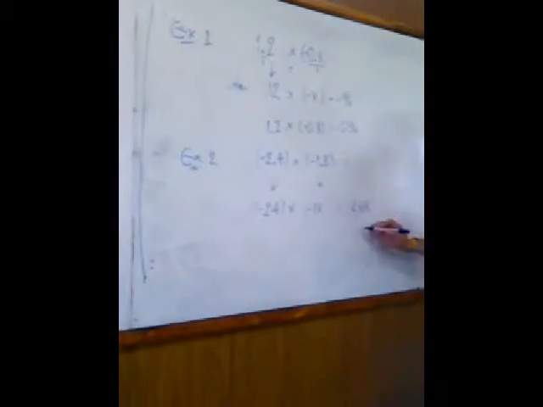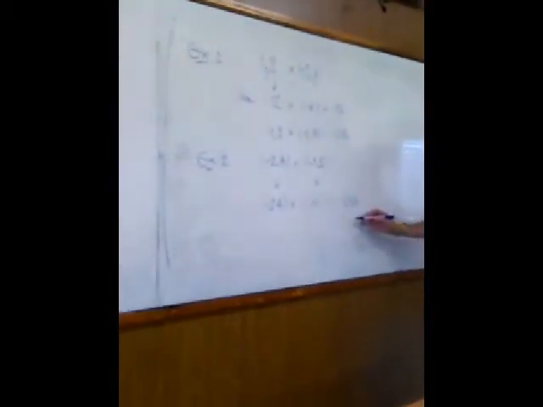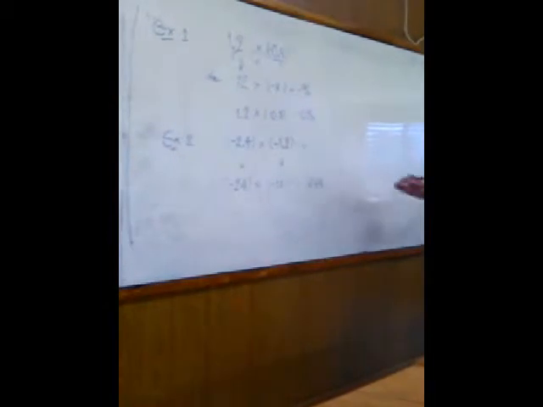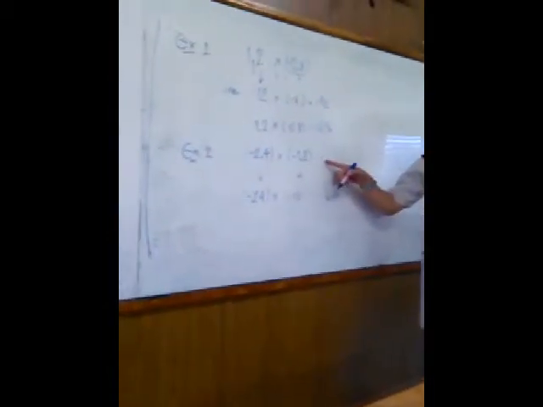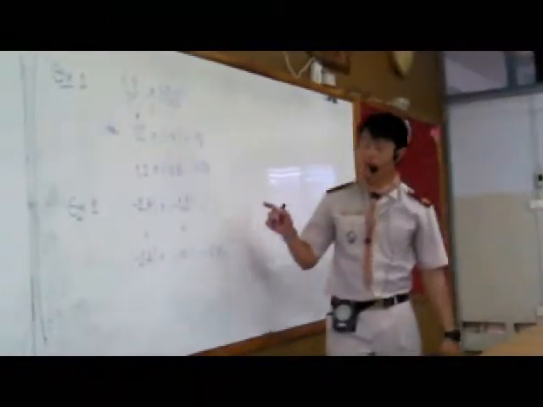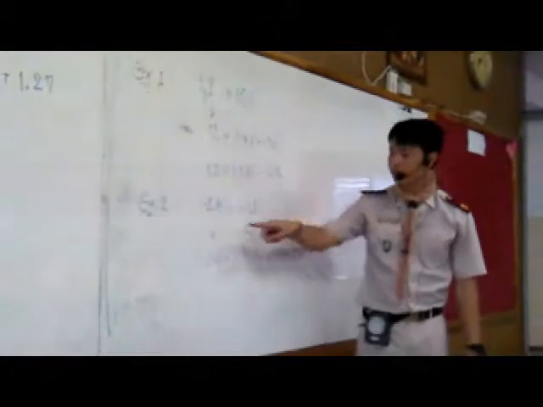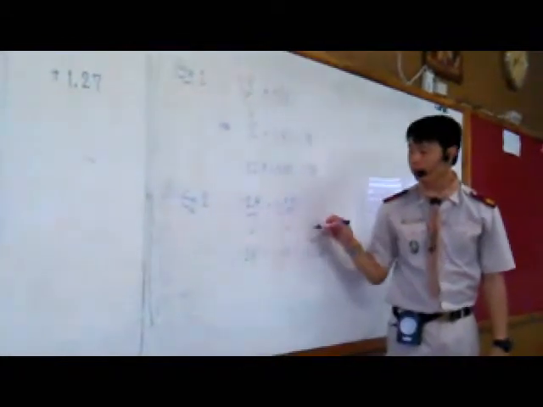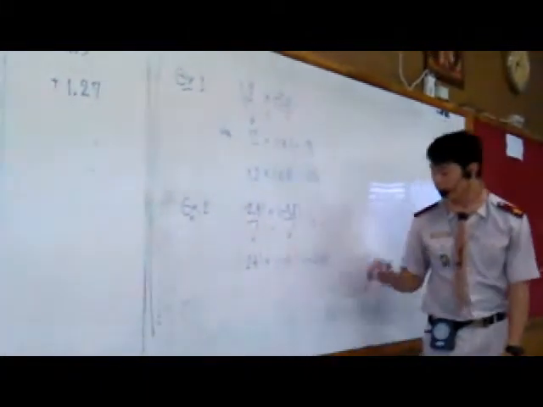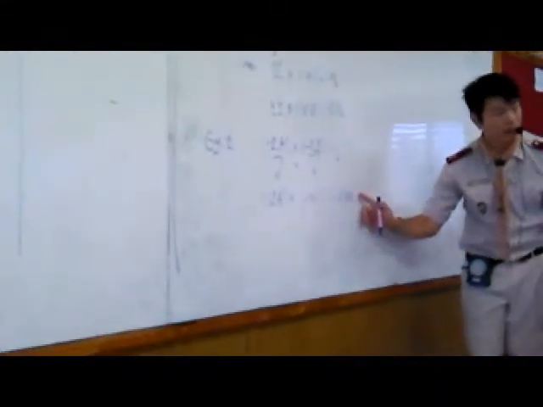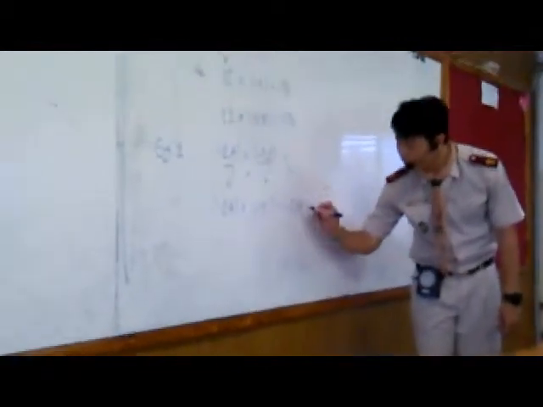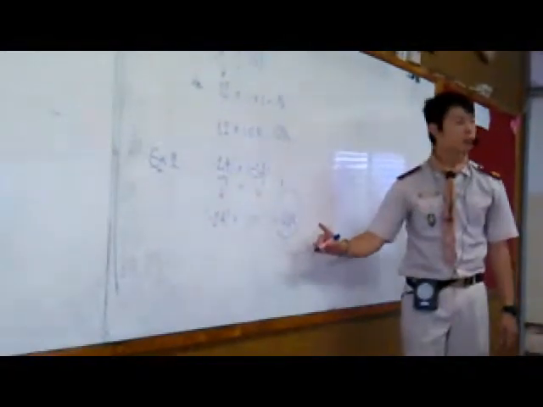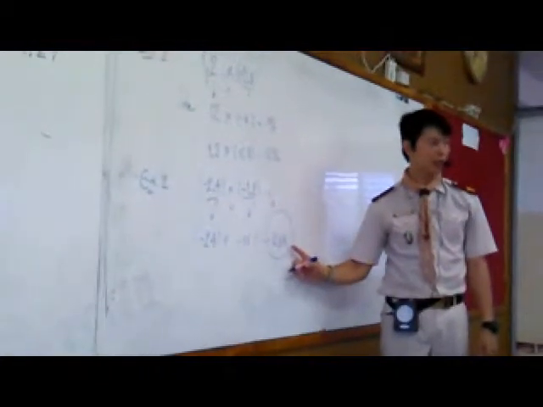288. Okay. Another person? 288. But the sign is plus. Okay. Fill the place of decimal. How many? One. The first right answer is two. Okay. And you start with the right hand. One, two, and three. Finish. Answer is 2.88.